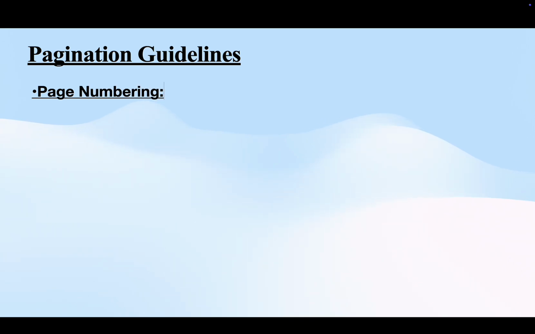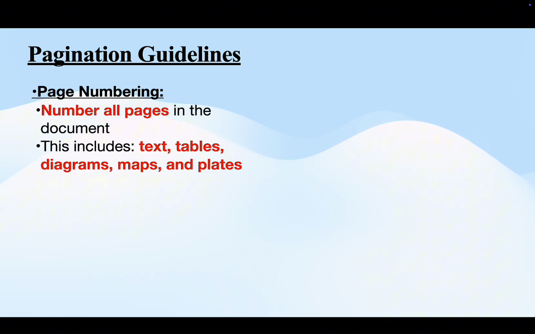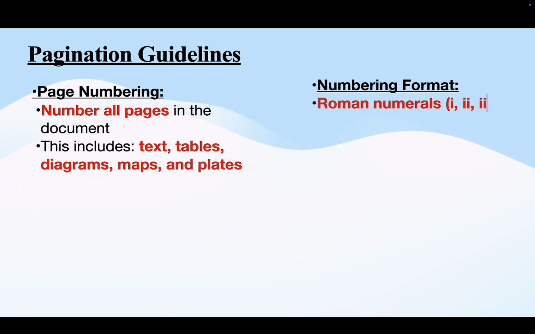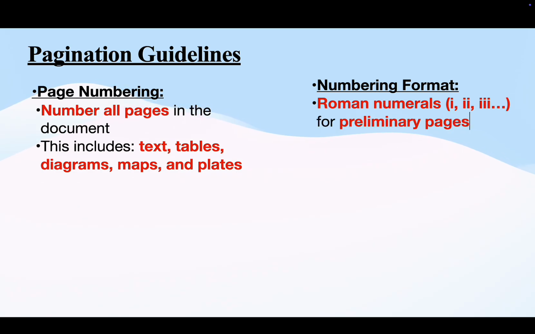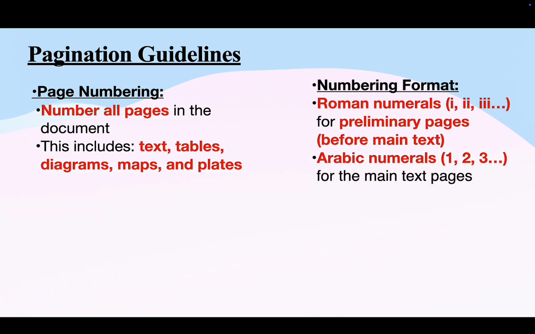Pagination guidelines. Page numbering. Number all pages in the document. This includes text, tables, diagrams, maps, and plates. Numbering format. Roman numerals I, II, III for preliminary pages before main text. Arabic numerals 1, 2, 3 for the main text pages.